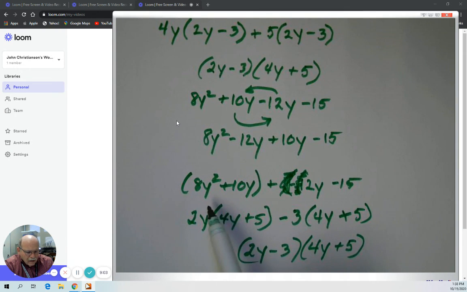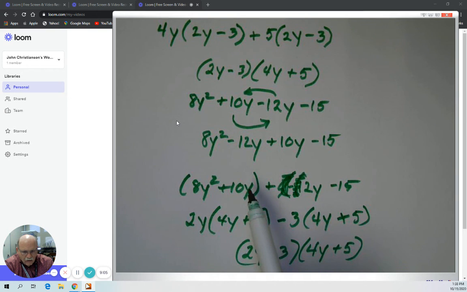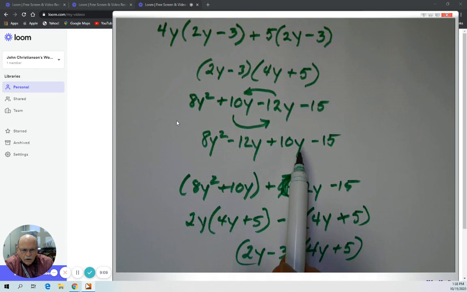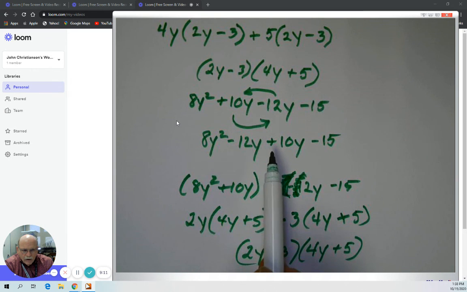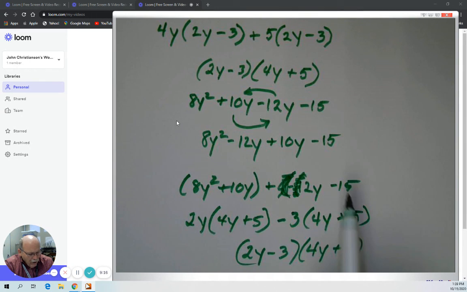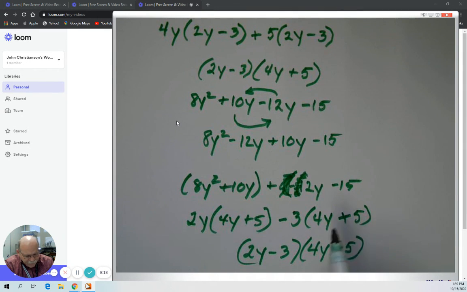So in this case, it didn't matter what order those center terms were in, and what we paired with what, right? So there you go.